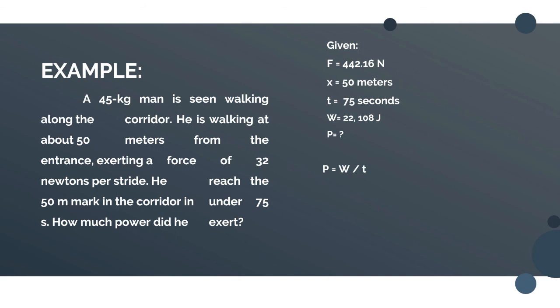So, ang formula po natin for the power is equals to work divided by the time. So, we have 22,108 joule divided by the time natin, which is 75 seconds. Therefore, the value of the power is 294.77 watt. So, that is the value of the power the man exerted.